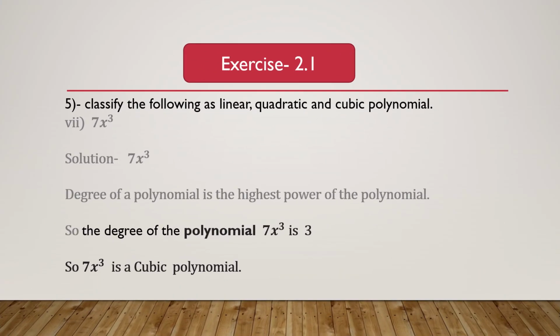Now the seventh bit. The seventh bit is 7x cube. Here the degree, or highest power of this polynomial, is 3, x cube. So the degree of 7x cube is 3. As its degree is 3, it is a cubic polynomial. So 7x cube is a cubic polynomial.